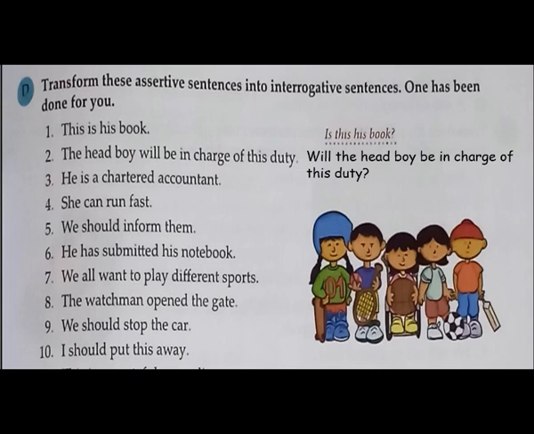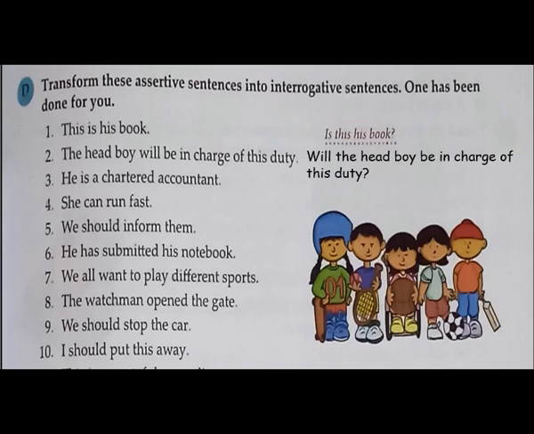As you can see, all the sentences have the helping verb except sentence number 7. There they have written, we all want to play different sports. So in this sentence they don't have any helping verb, but in which tense is it? The tense here is simple present tense, and the helping verbs for simple present tense, if you remember, are do or does. So we put the helping verb by ourselves. For example, do we all want to play different sports? Okay, as it is interrogative, always put the question mark.